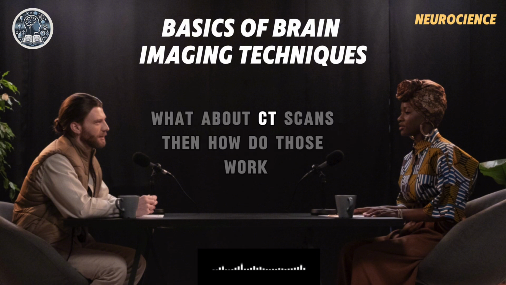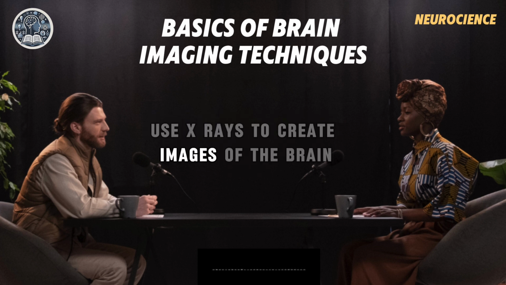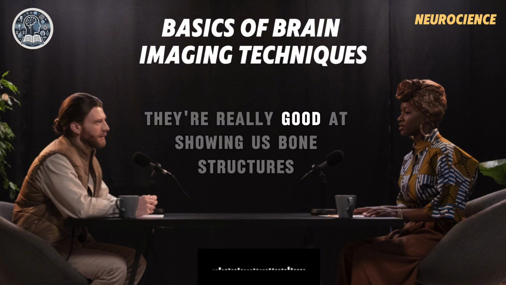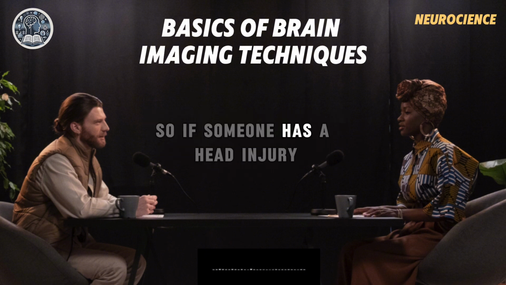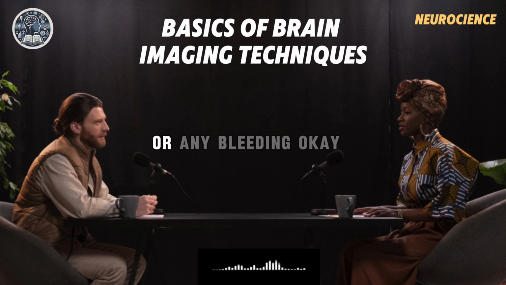Yeah. What about CT scans then? How do those work? CT scans, or computed tomography, use X-rays to create images of the brain. They're really good at showing us bone structures, so if someone has a head injury, a CT scan can quickly tell us if there's a skull fracture or any bleeding.